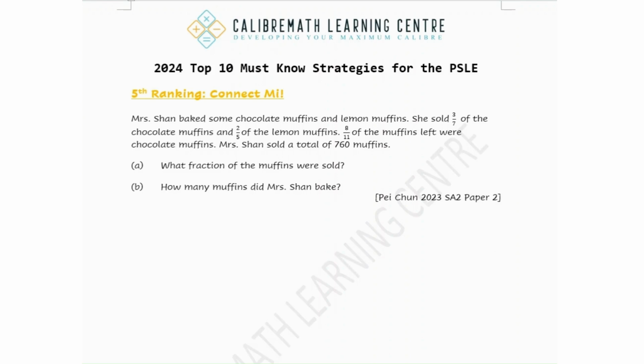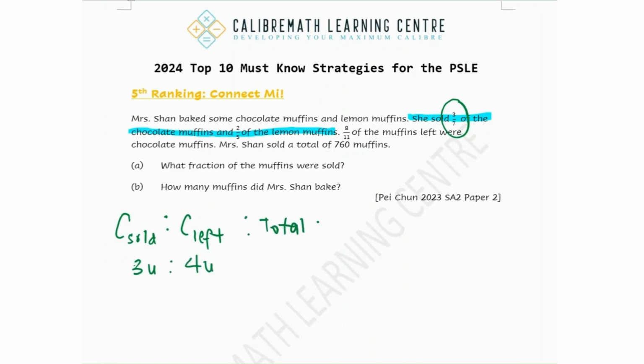So we see three fractions over here. Let's represent the fractions with a ratio. For the first one, she sold 3/7 of the chocolate muffins and 2/5 of the lemon muffins. Let's deal with the 3/7 first. So we know that she sold 3/7 of the chocolate muffins, so we can label that as chocolate sold to chocolate muffins left, and that will be 3 units is to 4 units, and the total chocolate will be the denominator, which is 7 units.